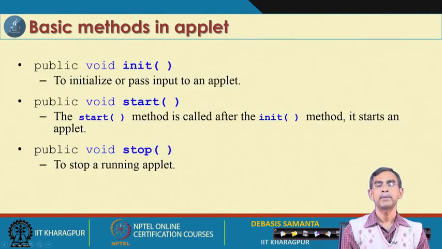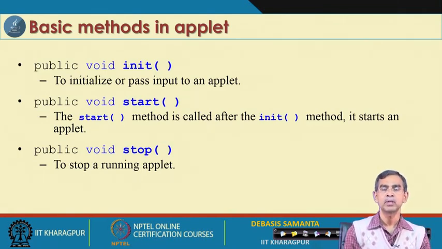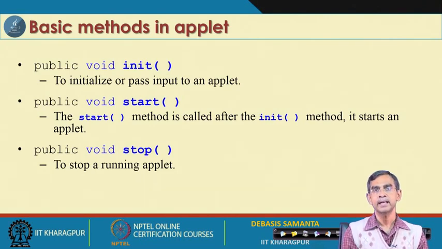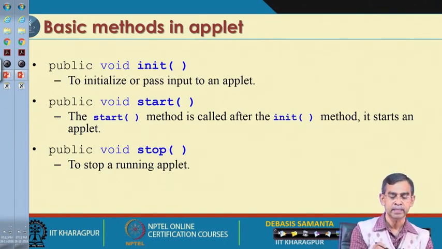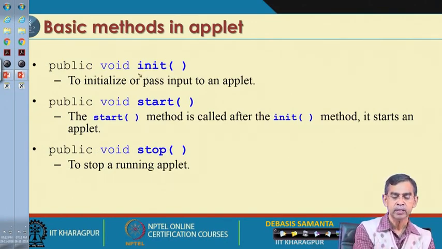Now, as far as applet methods are concerned, I will give a few hints about what different methods are possible. You cannot include any method of your own; rather you should include methods which are declared in the applet class, and you have to override those methods. The methods which can be overridden in an applet are listed here: the init method, the start method and the stop method.